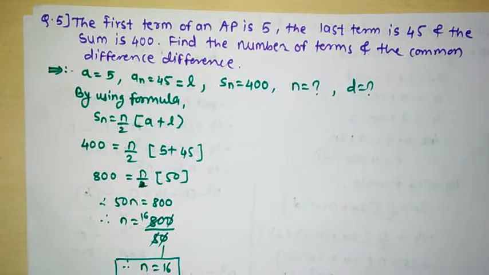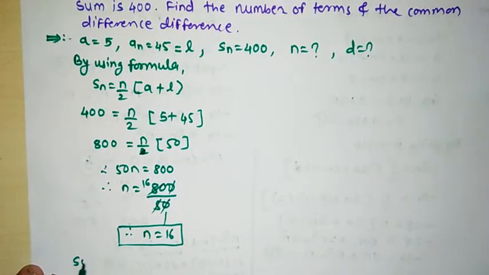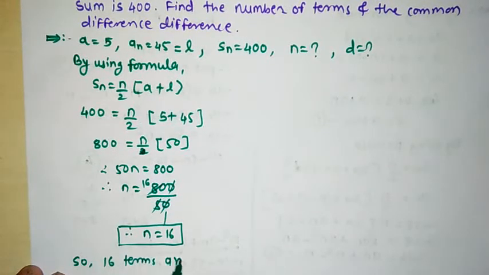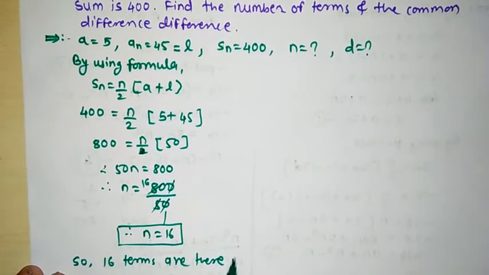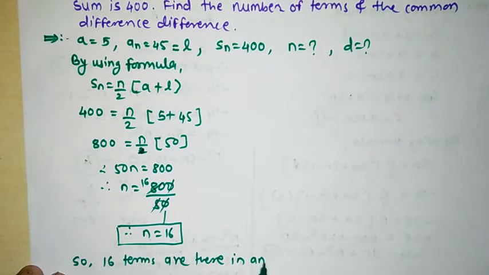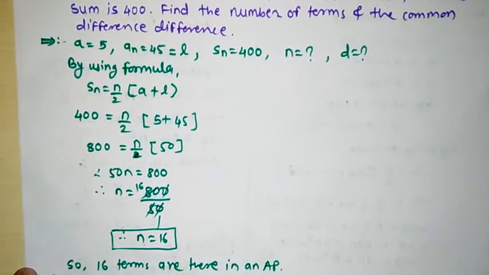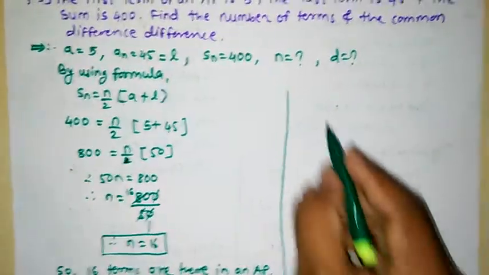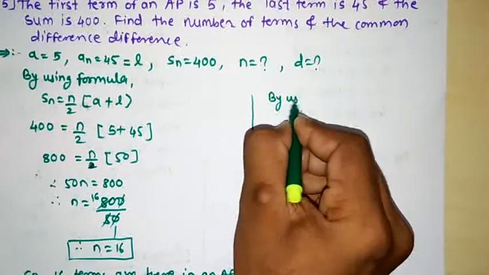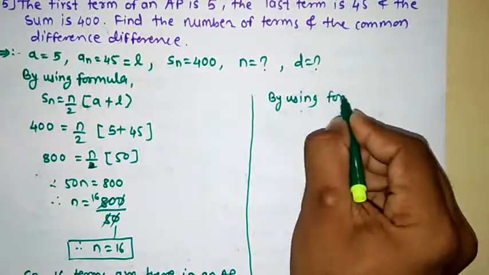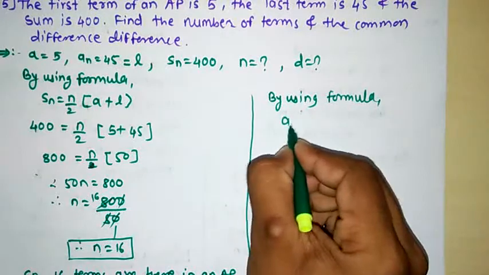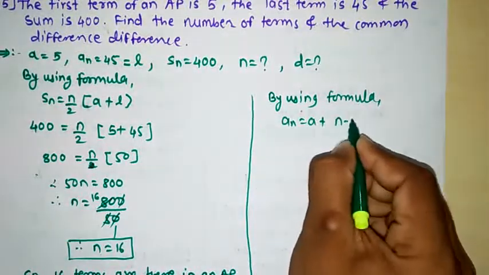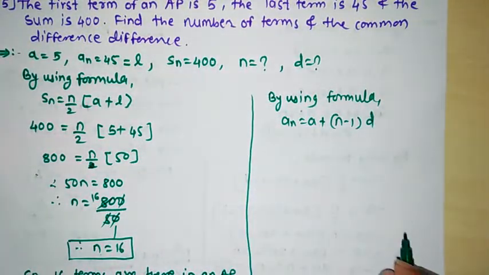From this we can say that 16 terms are there. So 16 terms are there in an AP. There are 16 terms. Now what we have to find? We have to find the common difference. I will write here. See here. By using formula, an is equal to a plus n minus 1 into d. By using this formula, we can find the common difference.